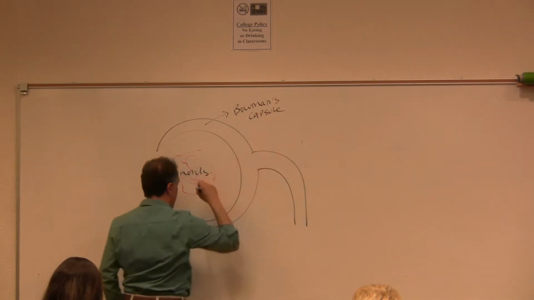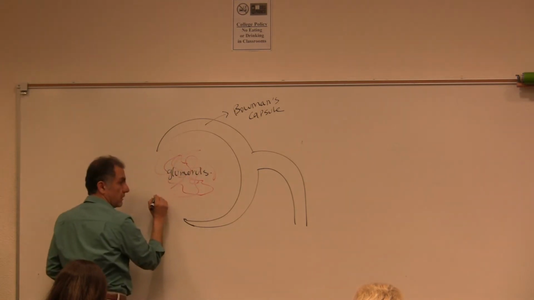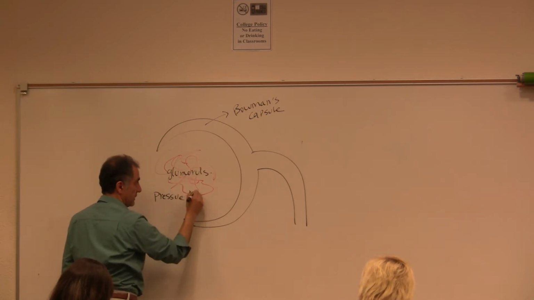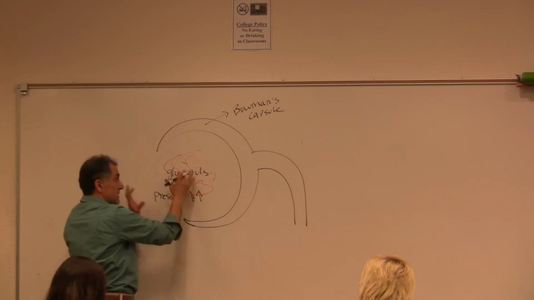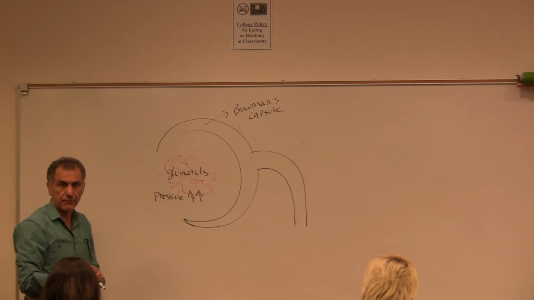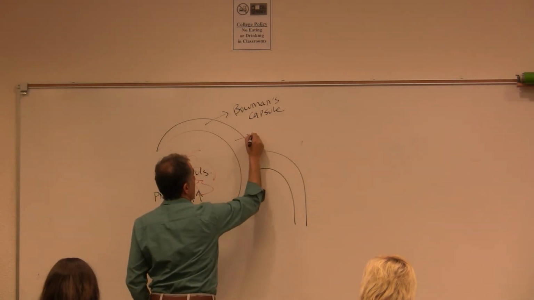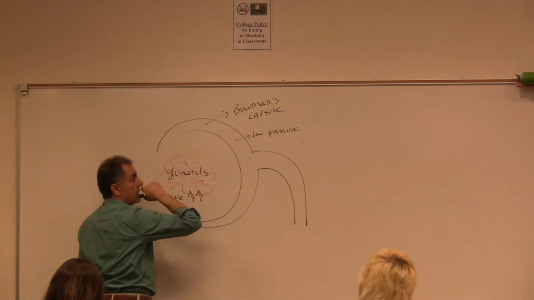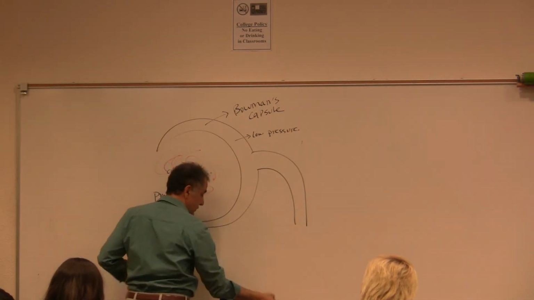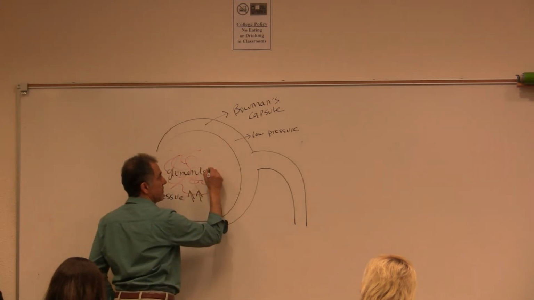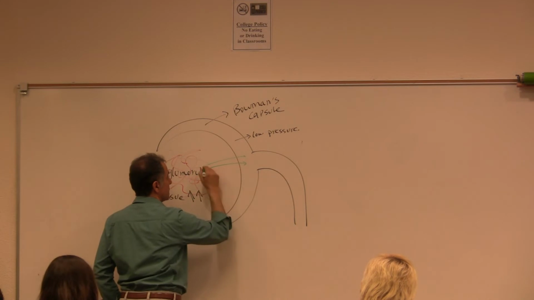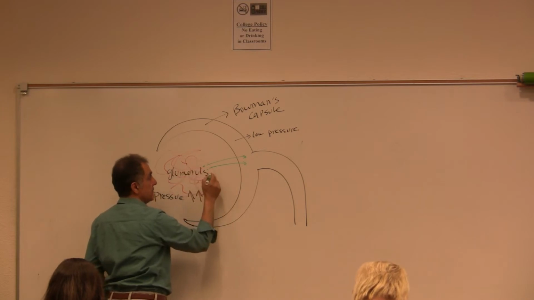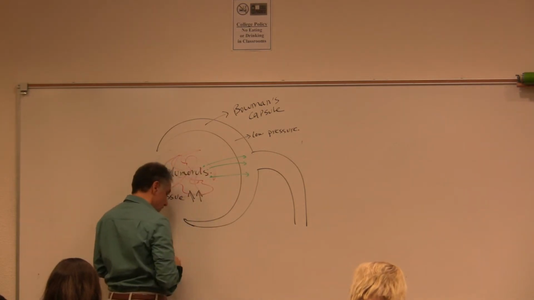What happens is the pressure in the glomerulus is high. What does that mean? The blood is circulating here very rapidly, for example. And the pressure here is low. Do I make sense so far? So what happens, small molecules seep out. They go here. Large molecules stay here. Small molecules seep out and go to Bowman's capsule.